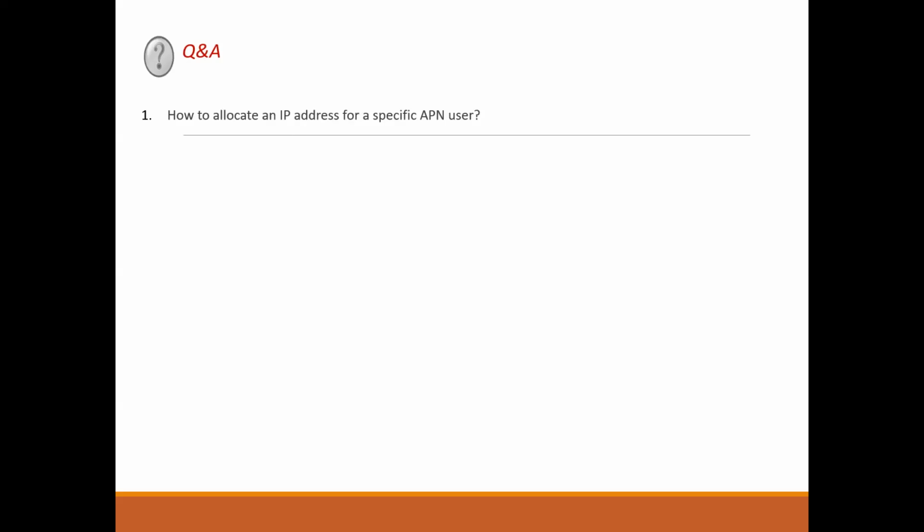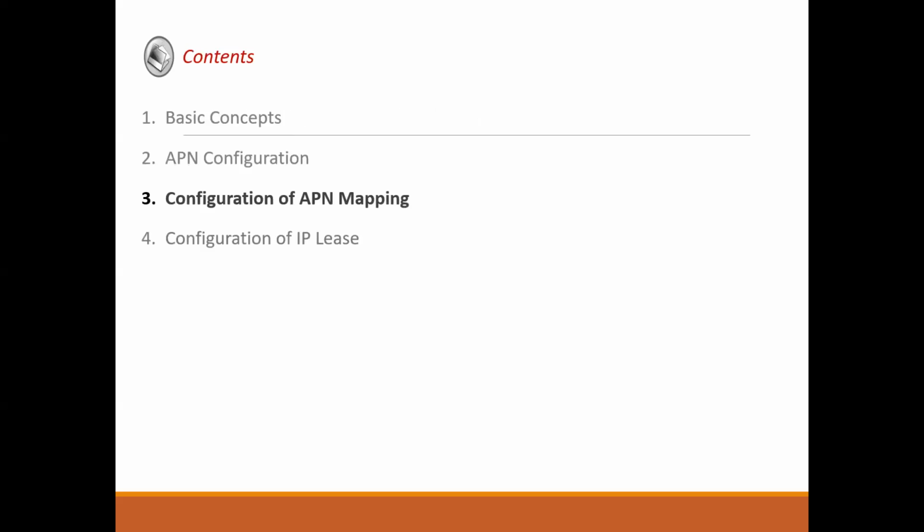Okay. How to allocate an IP address for a specific APN user? It can be via a static IP address and it can be via a dynamic IP address. The static IP address is provided by your HSS, and for the dynamic one, you need to configure an IP pool, then you have to specify a section, and in the section you need to specify the IP address. Then you bind that IP pool to an APN in order to assign an IP address to a specific APN user.